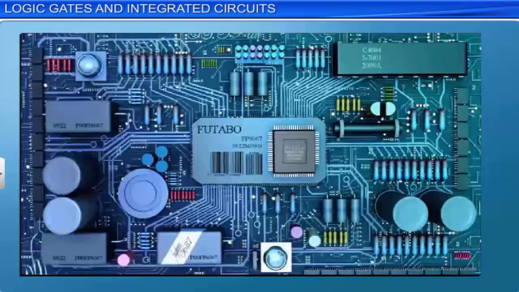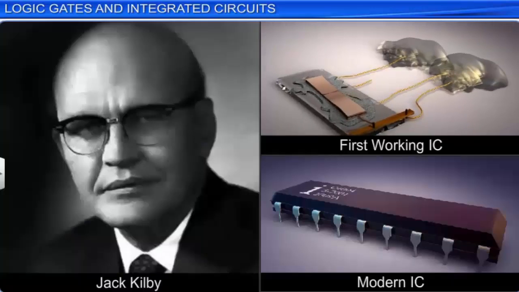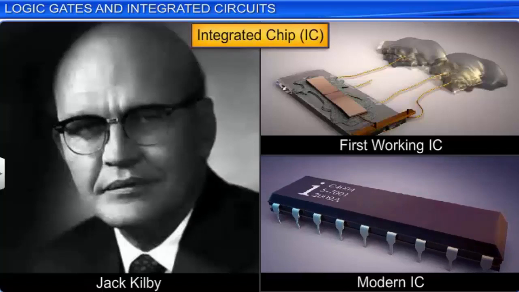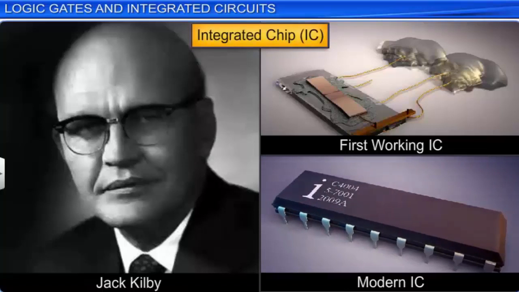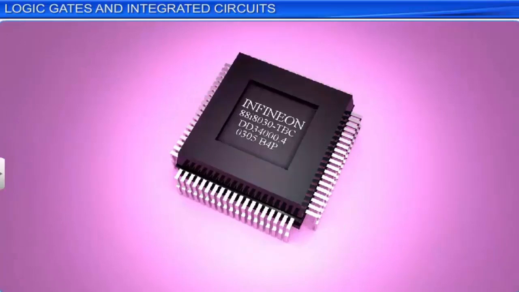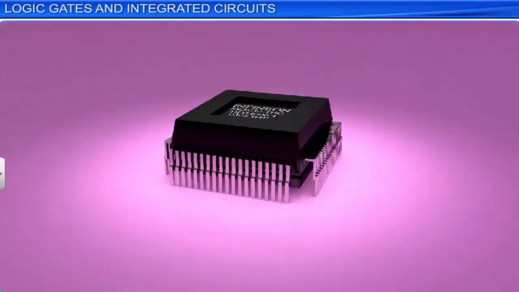In 1958, Jack Kilby of Texas Instruments in USA created an integrated chip or IC that allowed circuits of a large number of electronic devices to be created on a single small chip of a semiconductor. The invention of ICs revolutionized the development of digital electronics, allowing increasingly complex circuits to be built onto increasingly smaller single semiconductor chips.